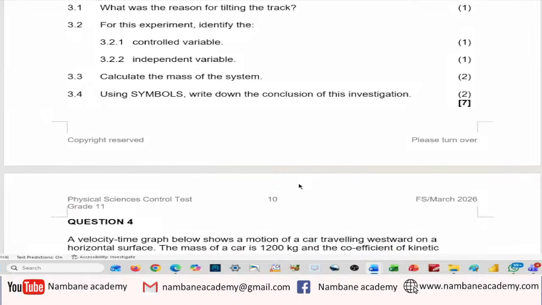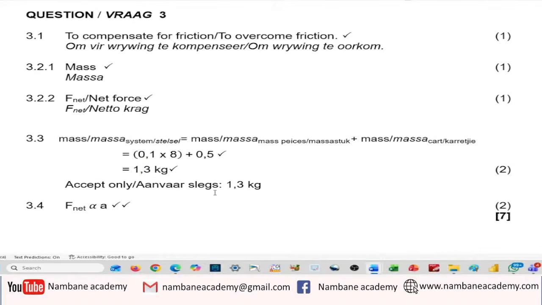Then the last question here, colleagues, is using symbols. Write down the conclusion for this investigation. Here again, we are specific in saying using symbols, colleagues. I hope you are not going to ask that we then give 1 mark if a learner uses words. Here we want symbols. So in terms of the symbols, the learner will write F net directly proportional to acceleration, with symbols. If a learner gives the conclusion using words, it is 0.